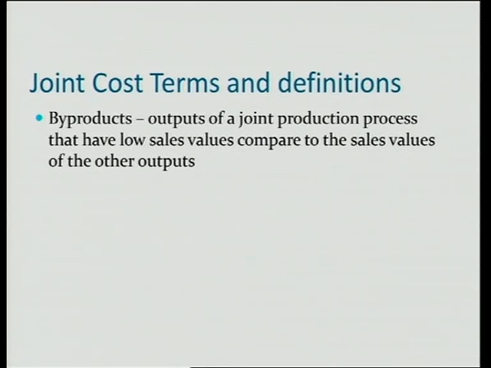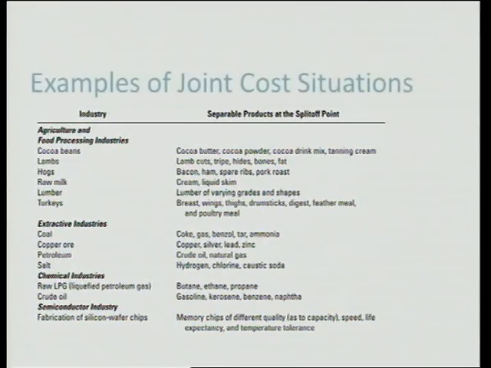Byproducts: outputs of a joint production process that have low sales values compared to the sales values of the other outputs. So it all goes about the relationship from one to the other to the total. Examples. Now you're thinking, what on earth is she talking about? When you process cocoa beans, what do you get? You get cocoa butter, cocoa powder, cocoa drink mix, and tanning cream. So those are all products created out of the same process.